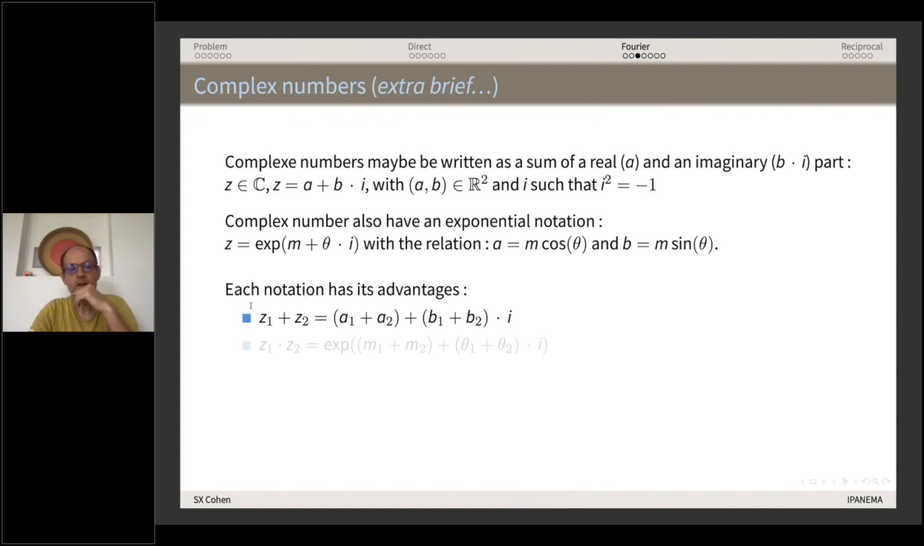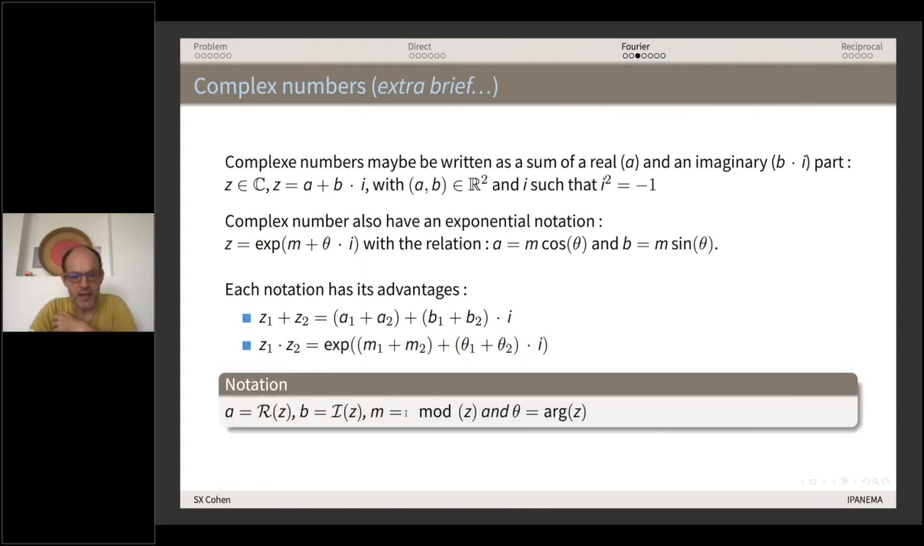Okay. So each of these notations has its own advantage. The first one, obviously, is nice because it's easy to do addition in complex numbers. The second one, since it's an exponential, makes it easy to do multiplication, and a multiplication is transferred to a couple of simple additions.